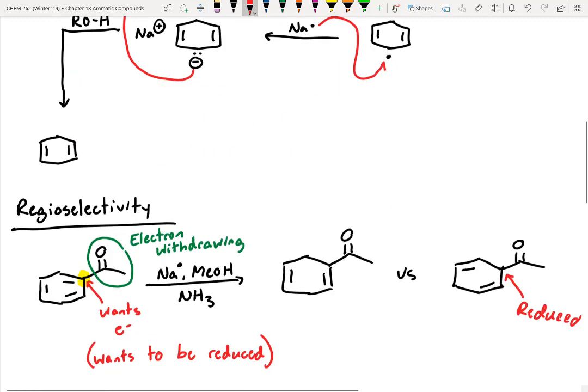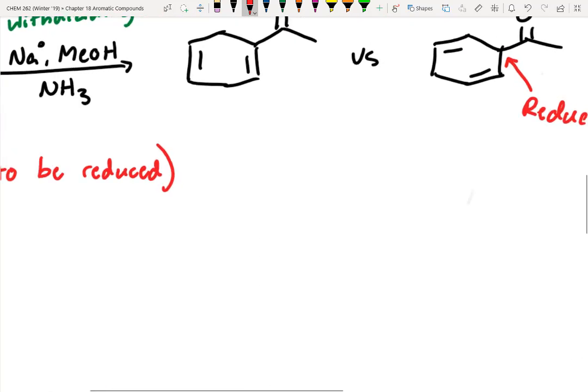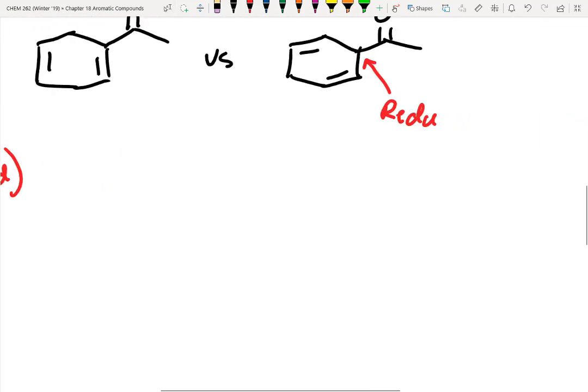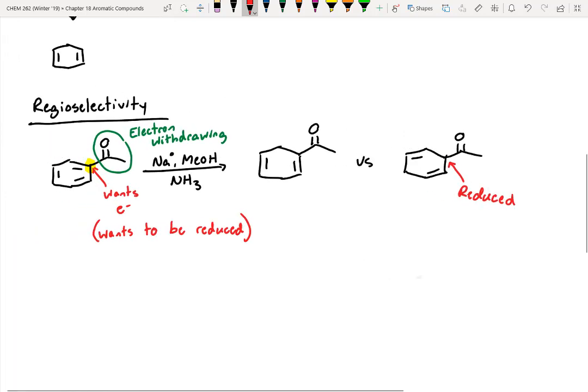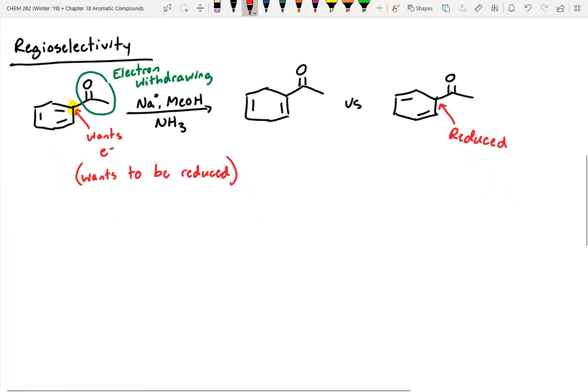Sorry about that. All right, so when we're looking at regioselectivity, this one over here is not observed. The one on the right is the observed product for this reaction. Does that make sense? So it's an easy predictor we can use to determine the reactivity.